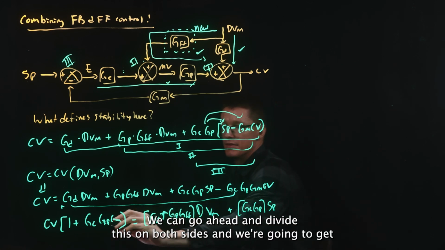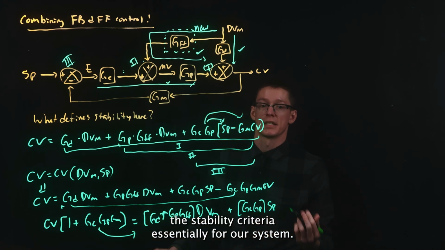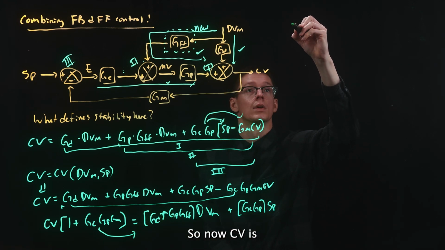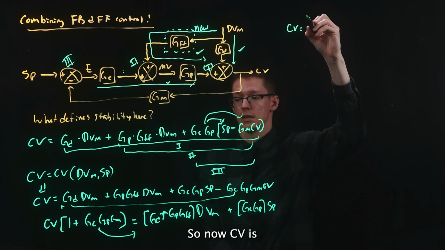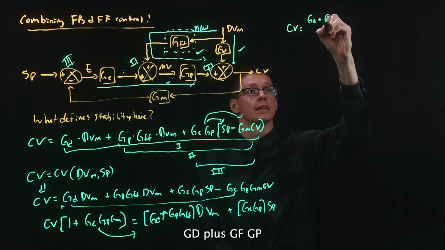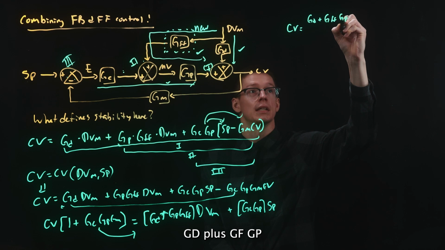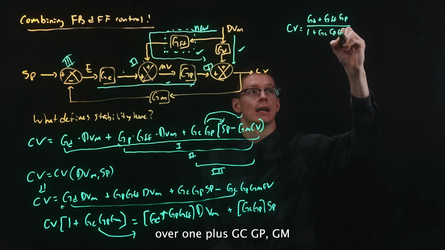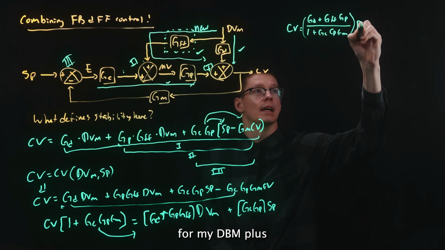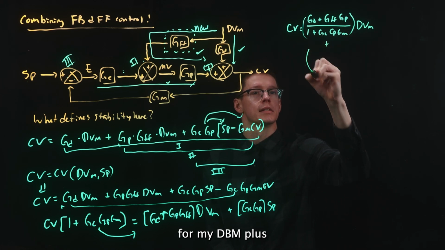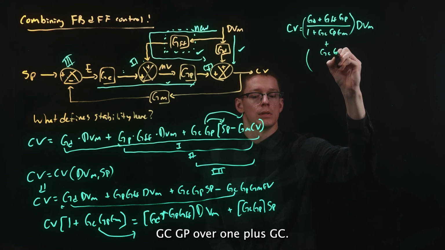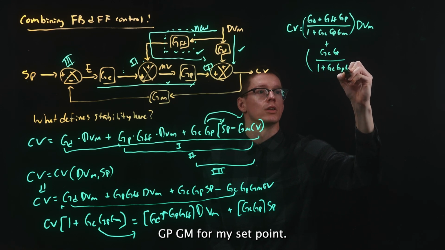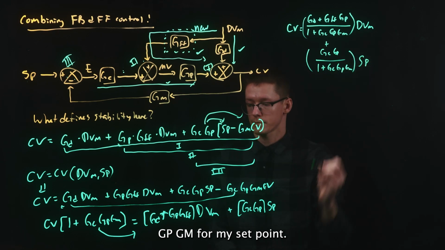We can go ahead and divide this to both sides, and we're going to get the stability criteria essentially for our system. So now CV is GD plus GFF GP over 1 plus GC GP GM for my DVM, plus GC GP over 1 plus GC GP GM for my set point.